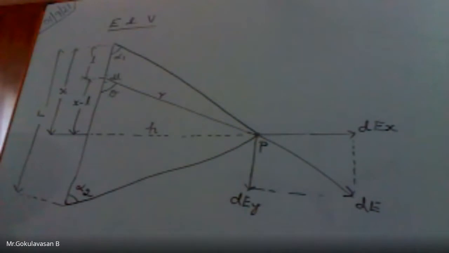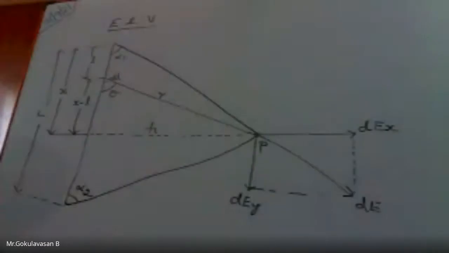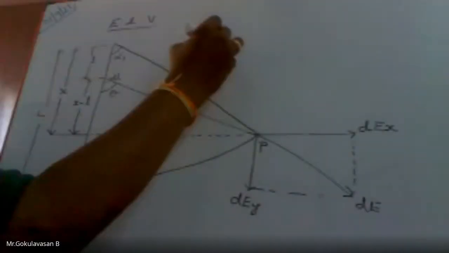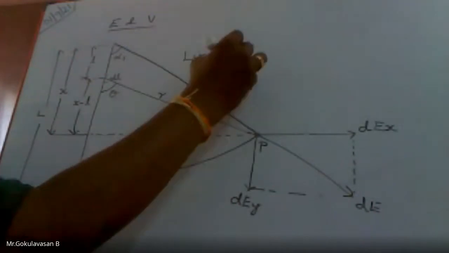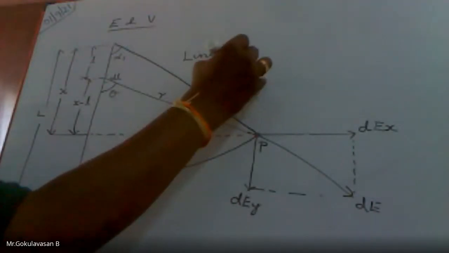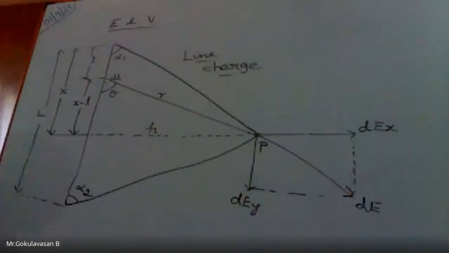This is the actual diagram. For this diagram, we are going to work out. Is it okay? This particular diagram I am going to call the line charge distribution. This derivation is very, very important, that's why I am taking it. And in the next class, we are going to cover the uniform circular charged disk. That is also a very, very important thing.